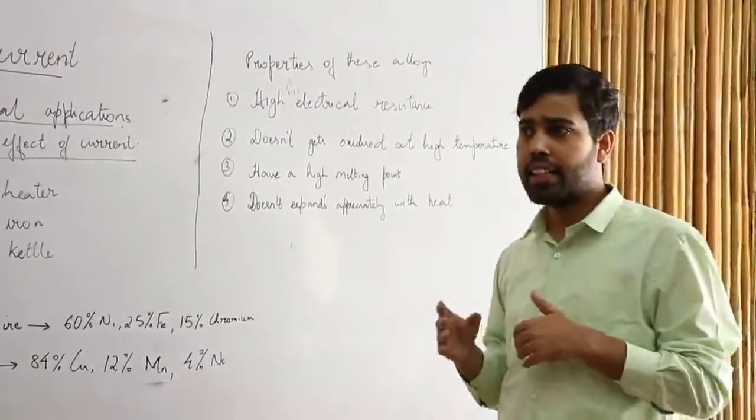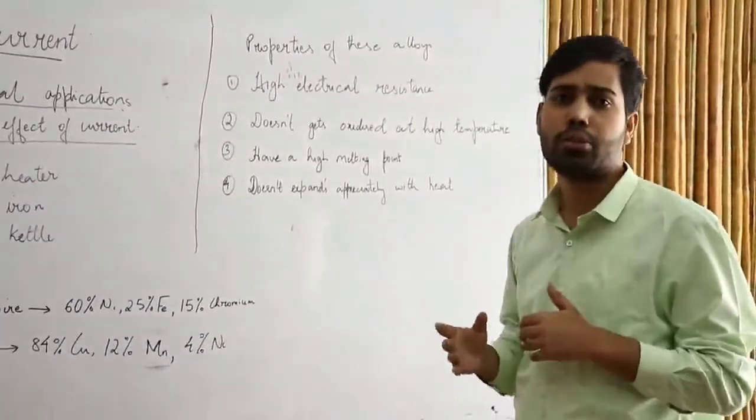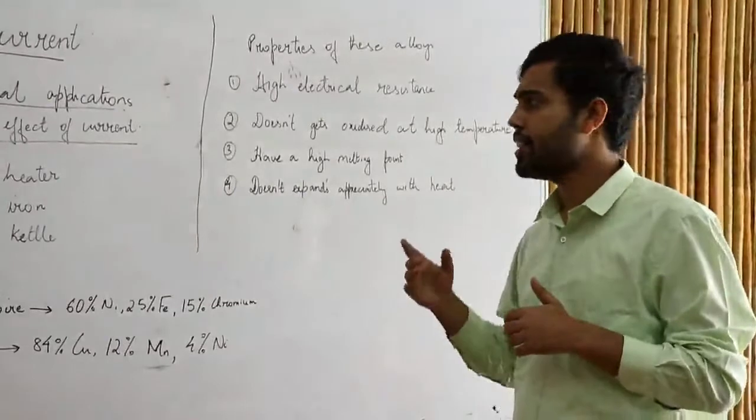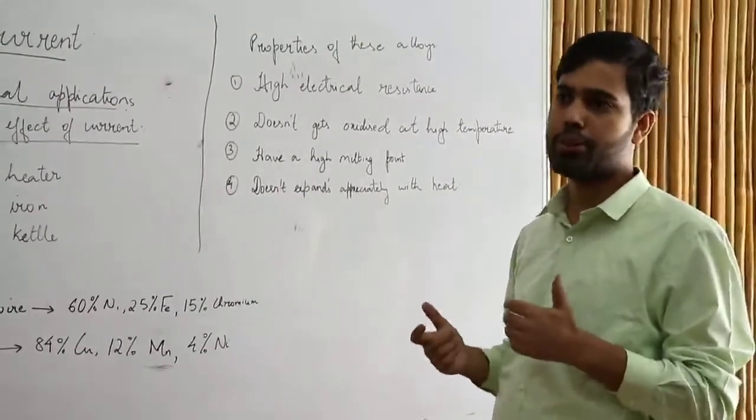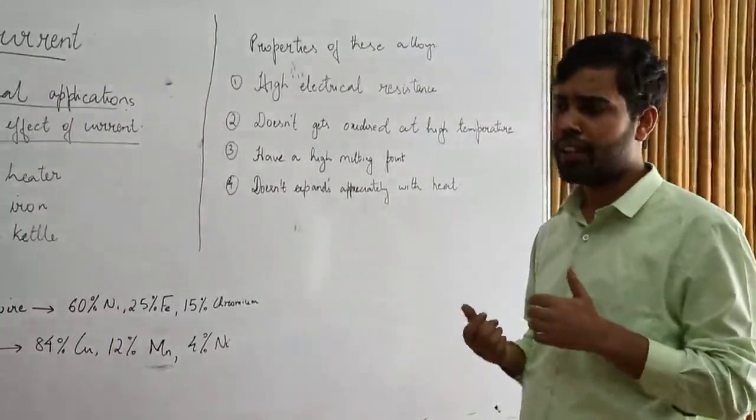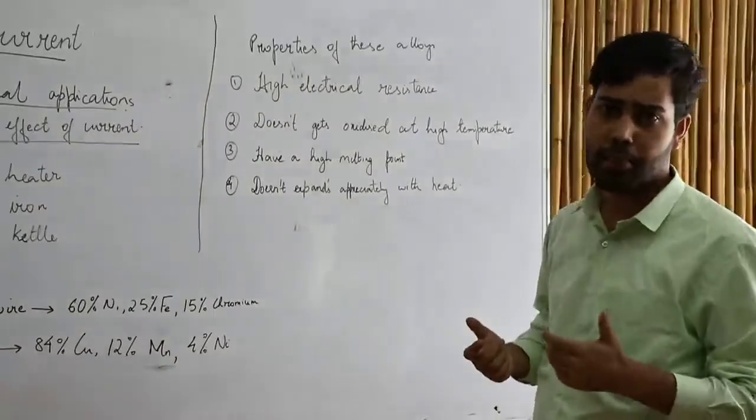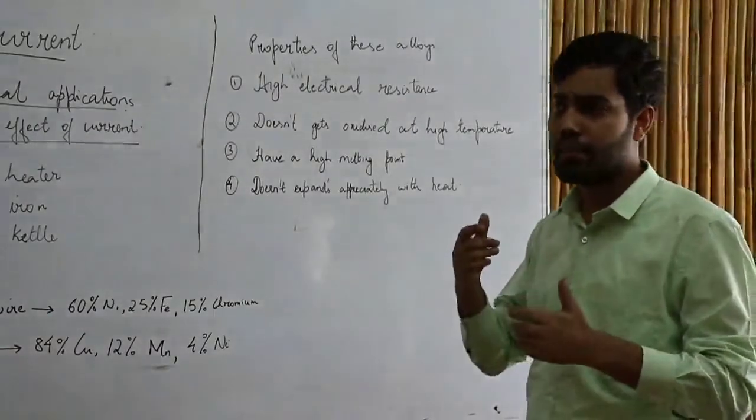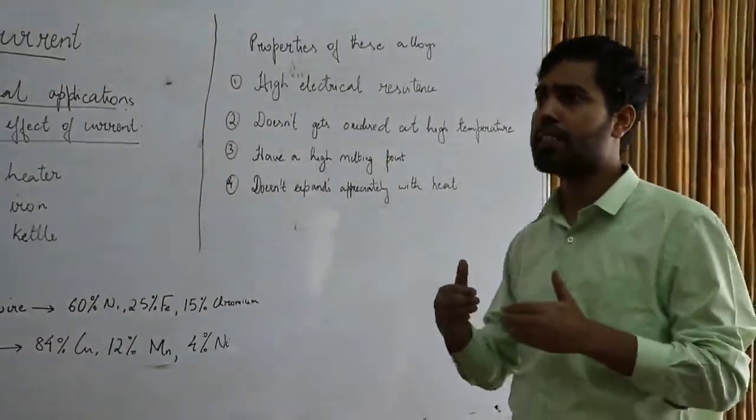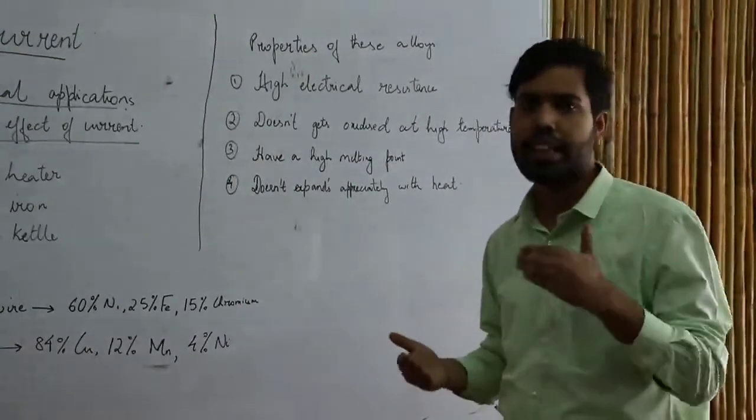Now apart from these practical applications, there is another application of heating effect of current. That is, this effect can be used to generate light energy. Heating effect of current can be used to generate light energy. Now we know that if we heat a metal, when it gets heated up to a certain temperature, it emits light.